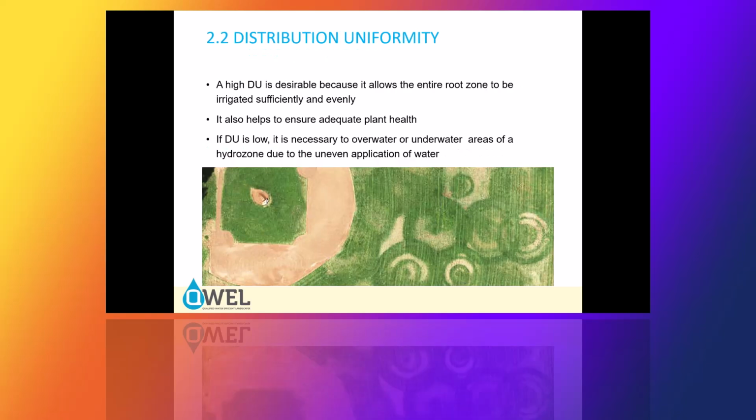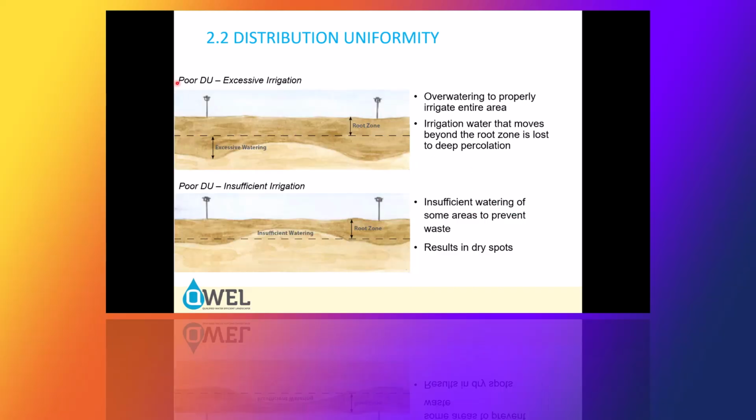Looking closer at distribution uniformity, a high DU is desirable because it allows the entire root zone to be irrigated sufficiently and evenly. It also helps ensure adequate plant health. If DU is low, it's necessary to overwater or underwater areas of a hydrozone due to the uneven application of water. Okay, so here's a picture of poor DU, poor distribution uniformity.